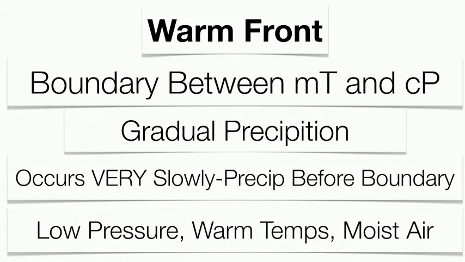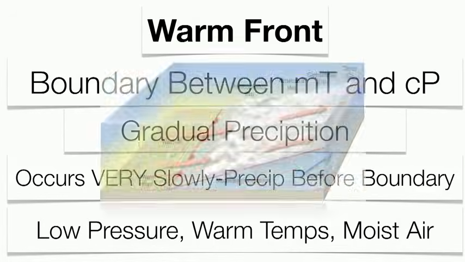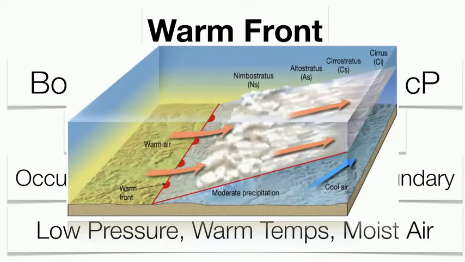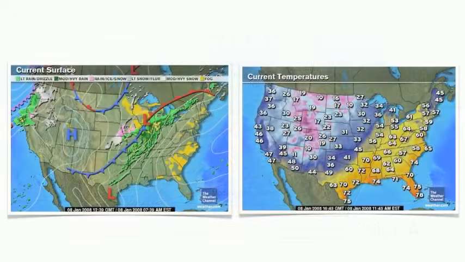Once that warm air mass passes through, you're going to get lower pressure, a little bit warmer temperatures, and a little bit moister air. So you'll see before the front you have the cold air, behind the front you have the warm air. Here's your frontal boundary there. You'll notice that the precipitation occurs before the frontal boundary actually comes through. Very slow, gradual precipitation.